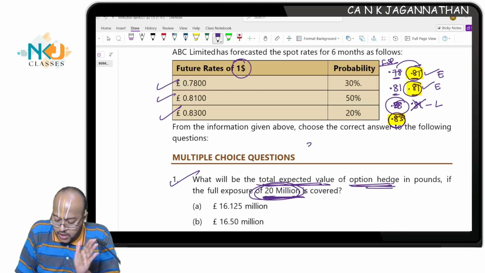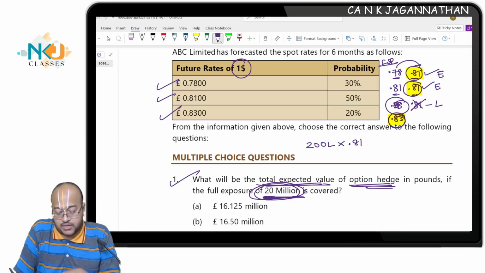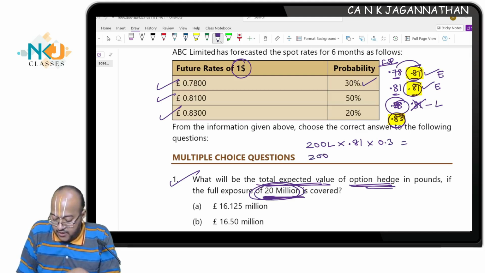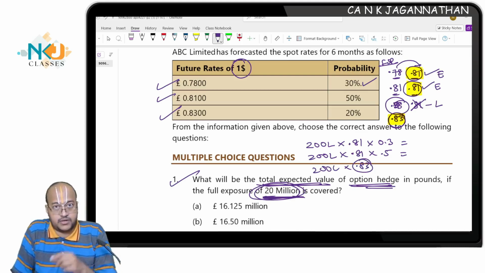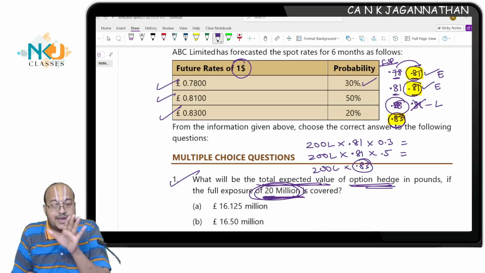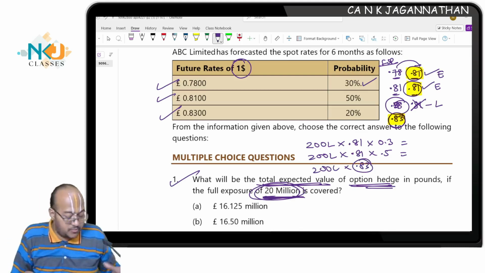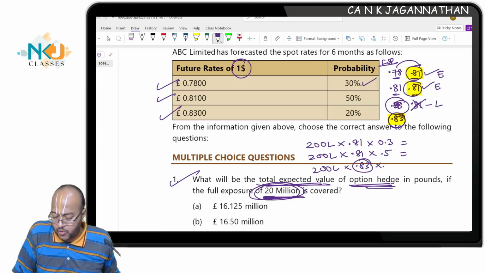Now what will I do? The 200 lakhs, or 20 million, is there. Into 0.81 in the first case, and apply the respective probability of 30%, into 0.3, I'll get some value. Like this, 200 lakhs into 0.81 into 0.5, and then 200 lakhs into 0.83. Here the selling price will be different, a higher rate to sell at 0.83. Now you lapse the contract and sell at 0.83, into probability 0.2 you will apply.